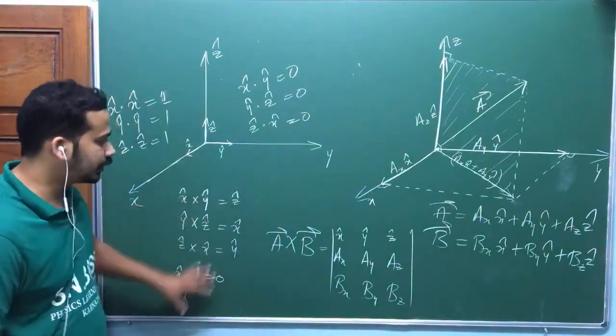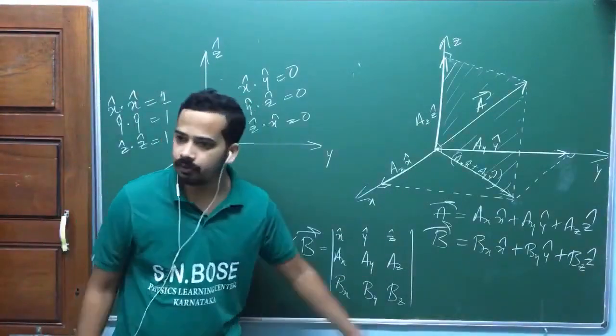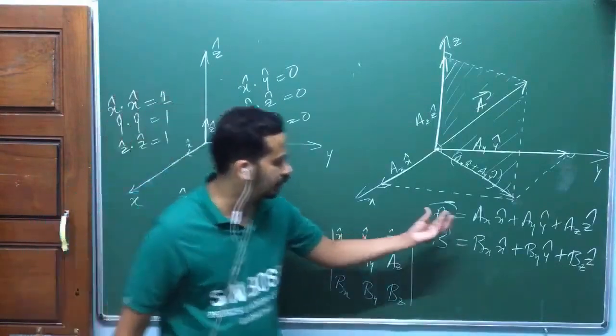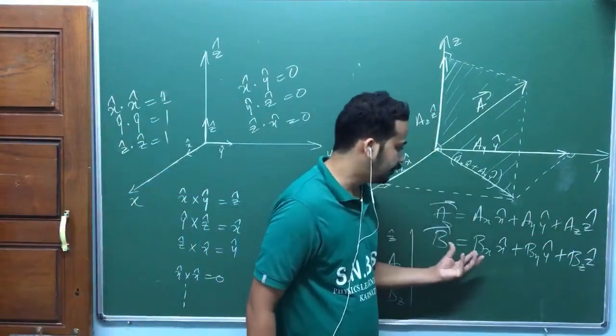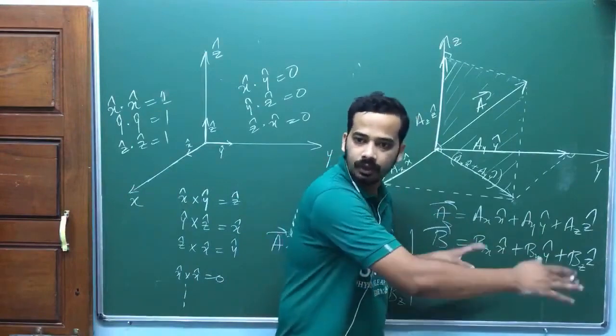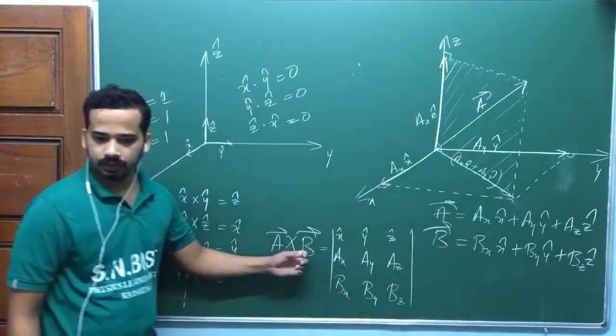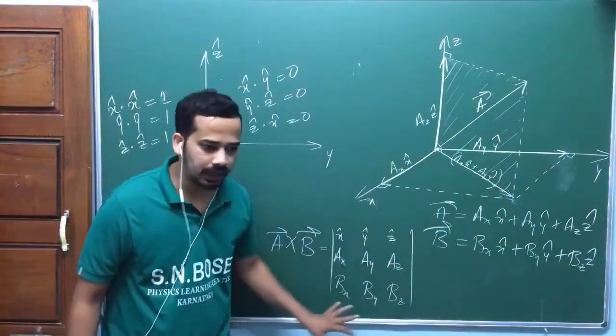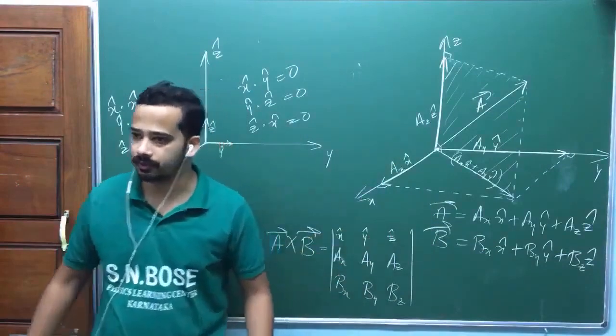Using this and the distributive property, you have to do that. A is written as the addition of these three vectors, B is written as the addition of these three vectors. You have to take the cross product, then work it out. You can convert the last relation into a determinant actually.